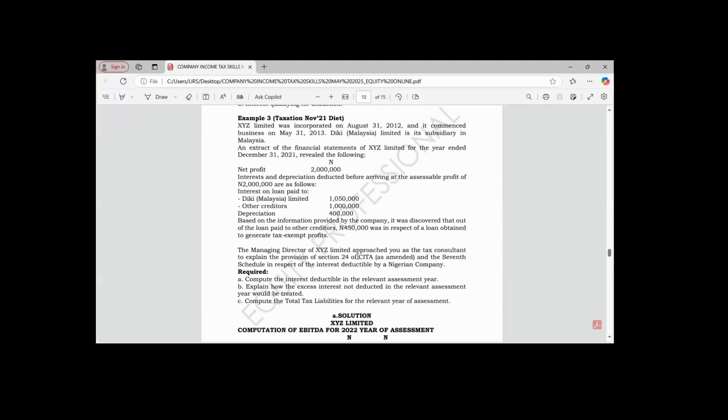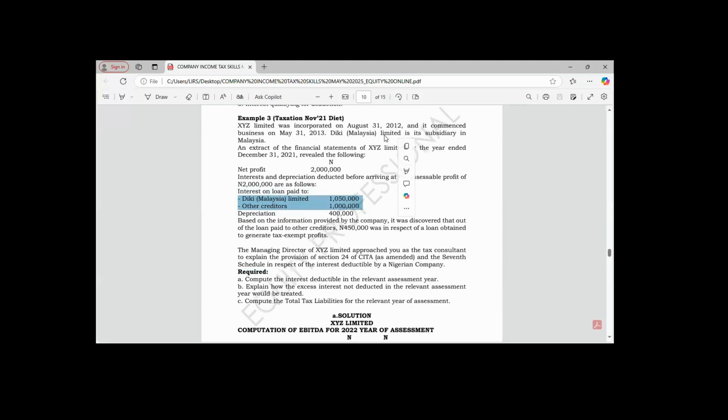If I see a question like this, assuming I'm a student, how do I know that this question relates to excess interest deductible? If you look at it, in this information they said interest on loan. They now say DK Malaysia Limited. And they have told us that we have various types of interest on loan. We have the one for DK Malaysia and we have the one for other creditors.